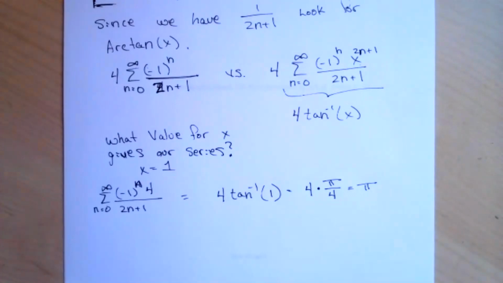So 4 times arctan of 1 just gives us pi. This is a fairly big result in mathematics, especially in computations and computers. What is pi? We know what pi is geometrically, and we've defined it as the ratio of the circumference to the diameter of a perfect circle.